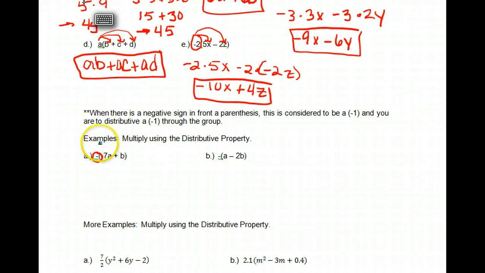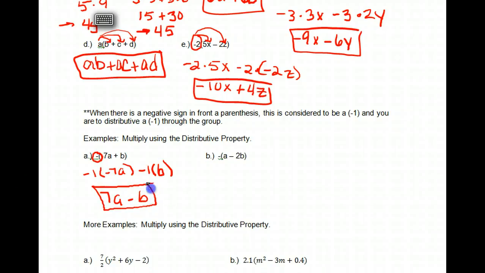Okay, so what we had in this first group was negative 7a plus b, and we're distributing a negative 1 to the group. So we multiply negative 1 times negative 7a, and then we'll have negative 1 times b. Simplifying further, a negative times a negative makes a positive 7a, and a negative times a positive makes a minus b. And there is our final answer.